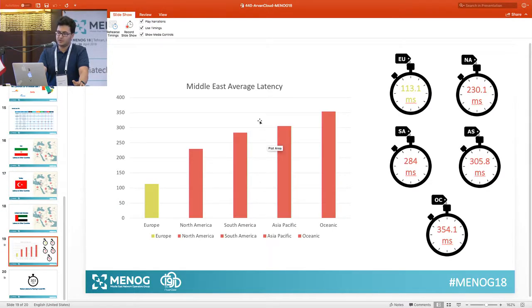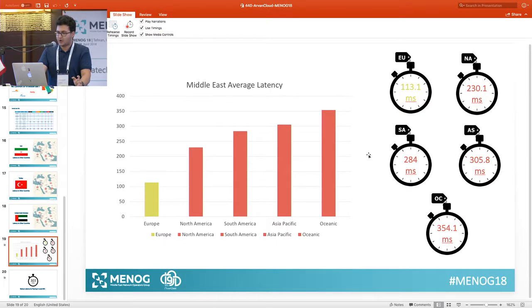Here in this chart, I showed you the Middle East average latency, which shows how much latency there is whenever Middle East traffic goes to Europe or other continents. Basically, Middle East traffic will go through Europe, through DECIX or AMS-IX, I guess, and we will have around 110 to 130 milliseconds added to our network latency. If traffic from the Middle East goes to other continents, for example, EU, it will be 113, North America 230, South America 284, Asia Pacific 305, and Oceania, for God's sake, 354 milliseconds.